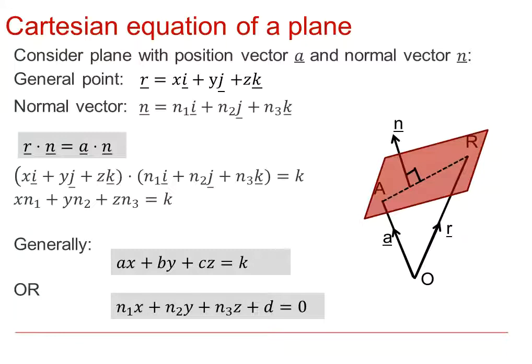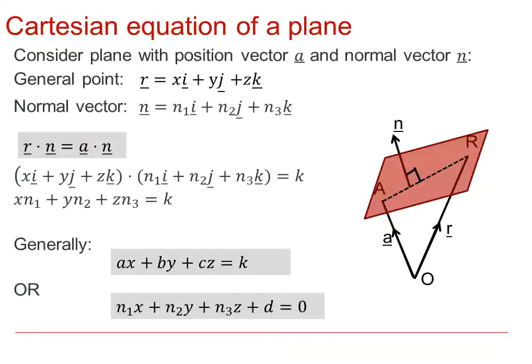If you just wanted a simple way of writing the equation of a plane, you could go for the form ax plus by plus cz equals constant k. And note that the coefficients of x, y, z, in this case the a, the b and the c, represent a normal vector to the plane.